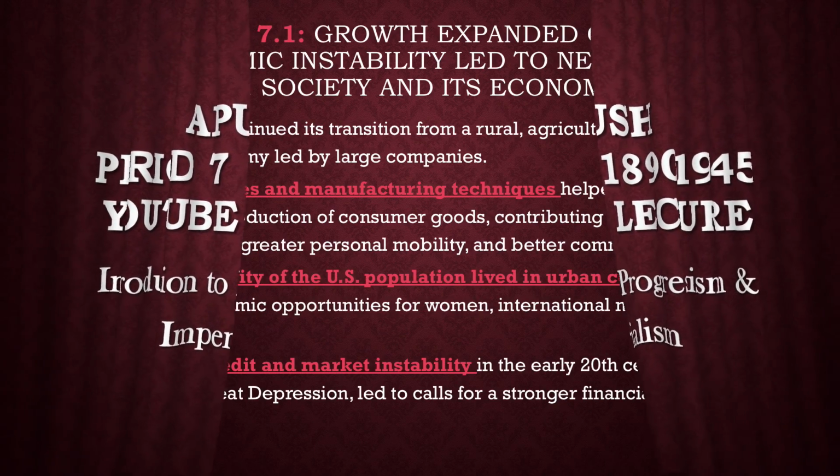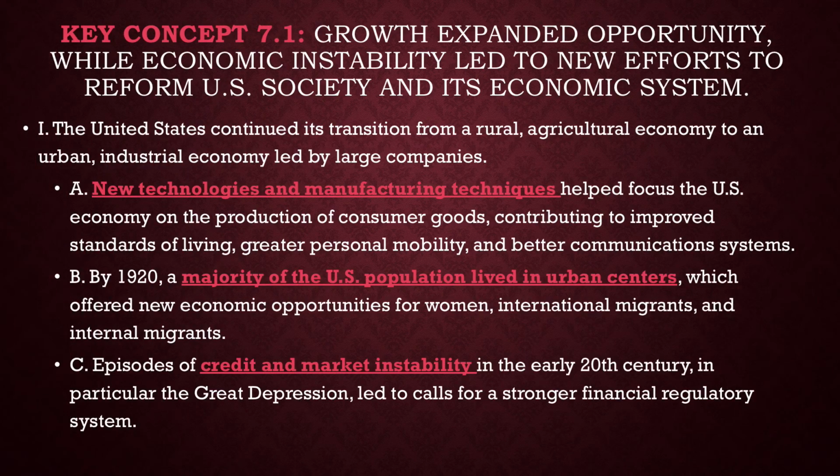So our key concepts. 7.1, we're going to look at two quick things here. It tells us there's a growth of expanded opportunity, while economic instability led to new efforts to reform the U.S. society and its economic systems. So the United States wants to grow economically. While they're trying to grow economically, we're during the Gilded Age when the industrialists, your Carnegie, your Rockefeller, your J.P. Morgan, seem to rule everything.